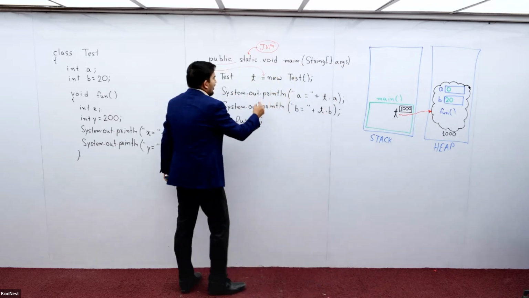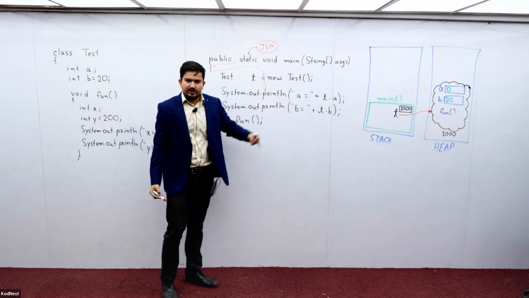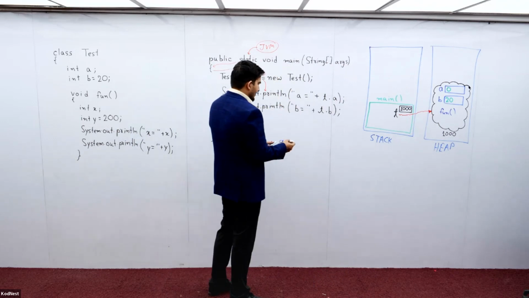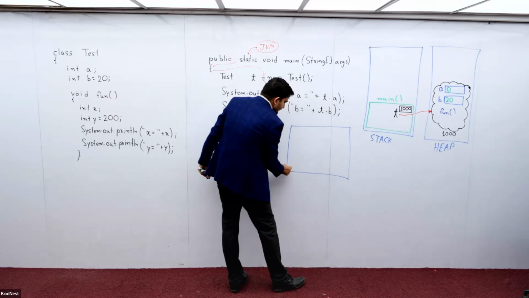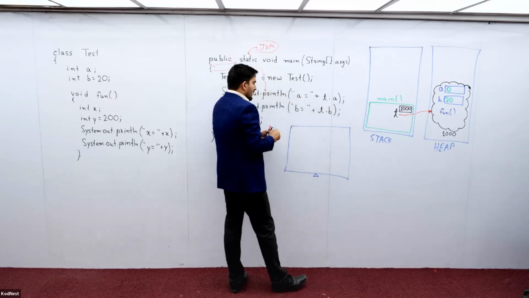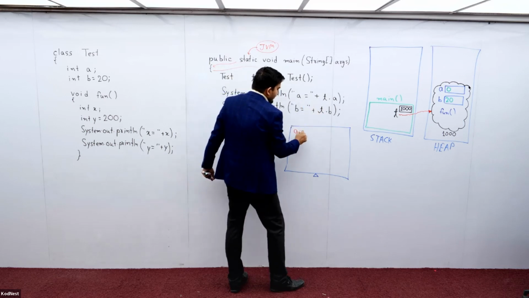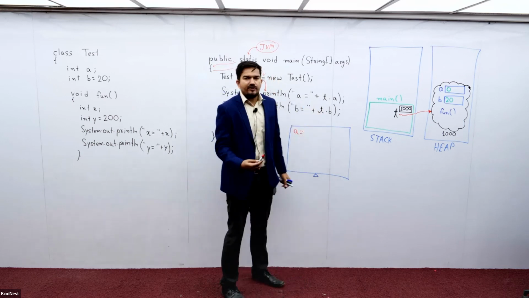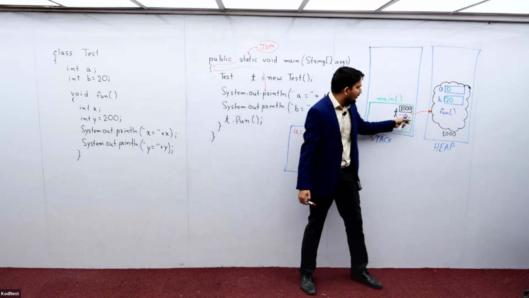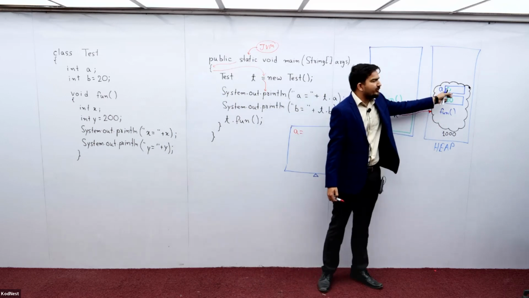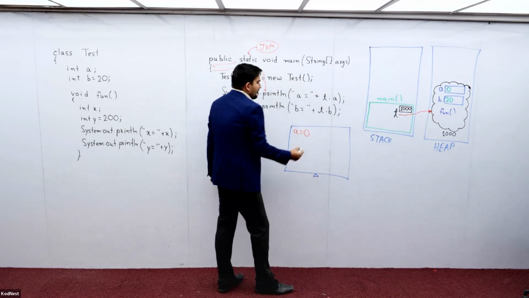Control is going to move forward. System.out.println("A is equal to") onto our computer screen, maybe this is our computer screen. What should happen? "A is equal to" will print exactly as it is because it is present within double quotes. Along with that, we are printing T dot A. T means what? T means 1000 over here. Dot means inside. A means what? A means 0. So on the computer screen, it is going to print A is equal to 0.